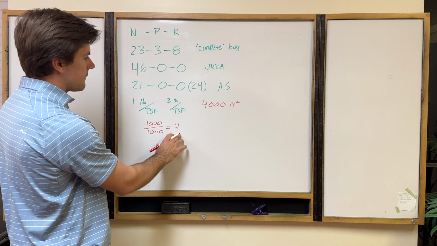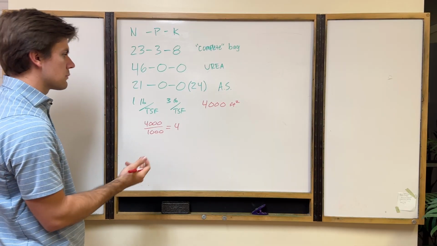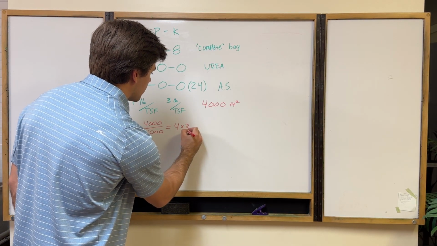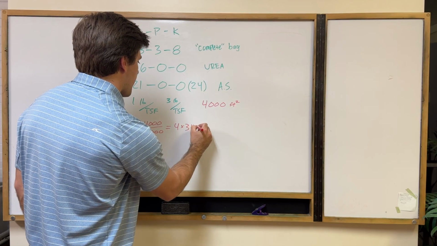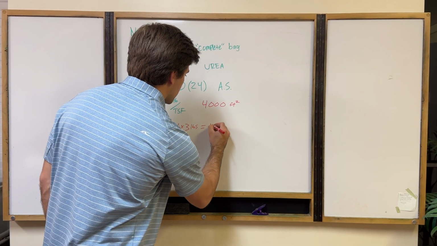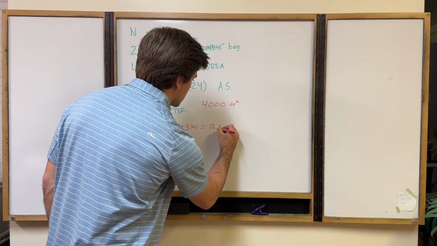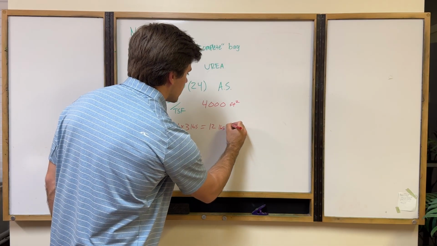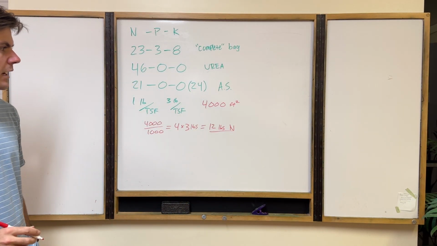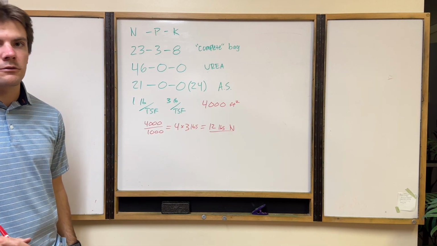So you're going to have 4,000 square feet is what it is. You're going to multiply that by the 3 pounds that you're going for, which is going to give you 12 total pounds of nitrogen. That's your goal. You're trying to get 12 pounds of nitrogen for your entire 4,000 square foot yard.